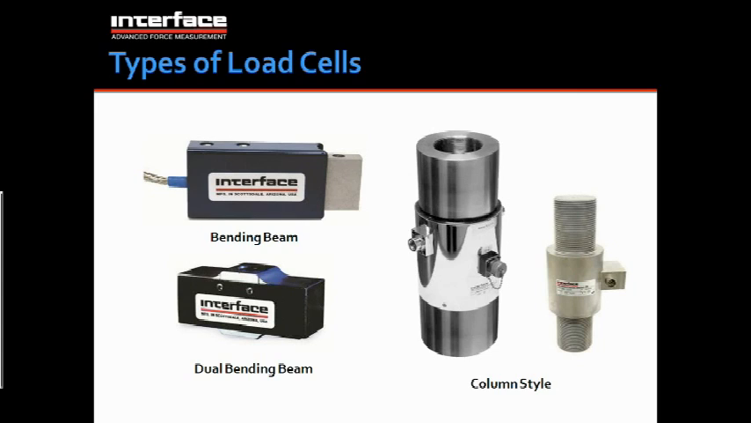The one on the left is a 21 series column cell, which is intended for high capacity applications, usually between 100,000 pounds and above, close to or at 1 million pounds. The one on the right is a WMC style column load cell, and these types of load cells work in the range of about 100,000 pounds and lower.